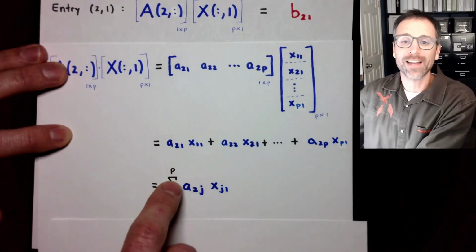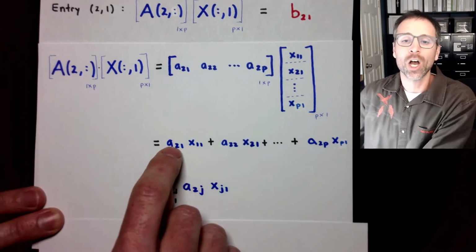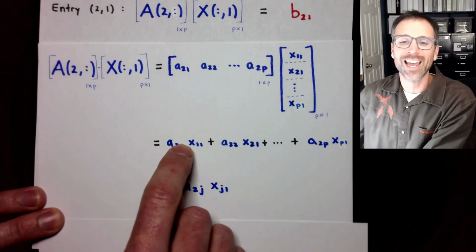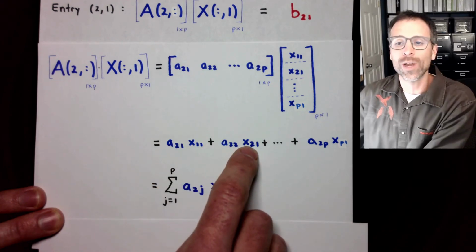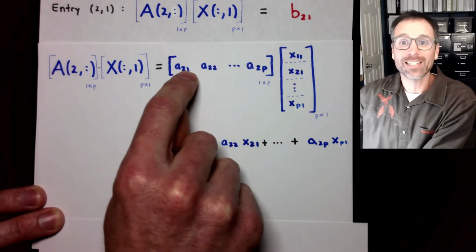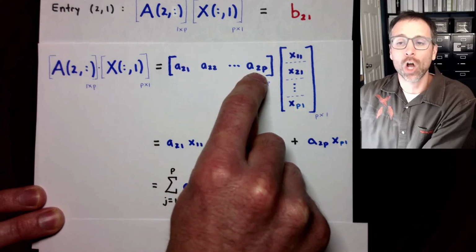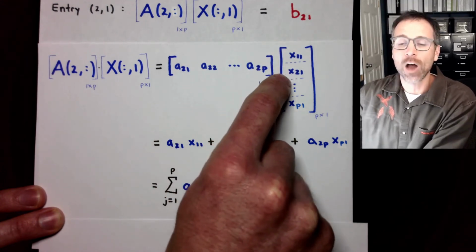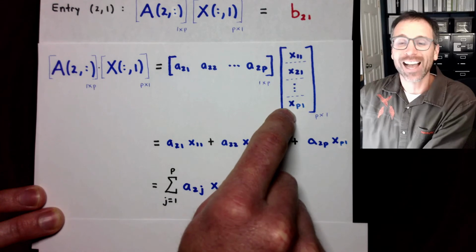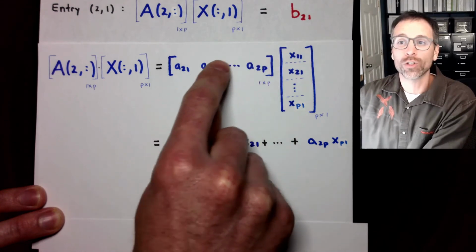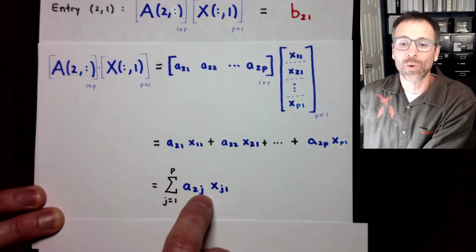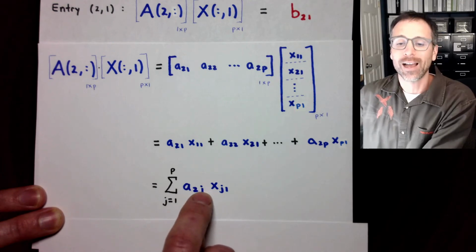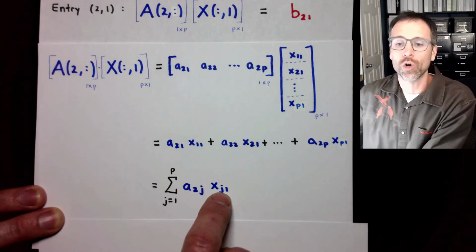Of course, I could write that in summation notation. We notice that the column index of the entries of A aligns identically with the row index of the entries of X. That makes sense because I'm working across the columns of the rows of A and down the rows of the entries of X, right? And moreover, those are correlated with each other. So that's why the J is in the column of the A values and the J is in the row of the X values.